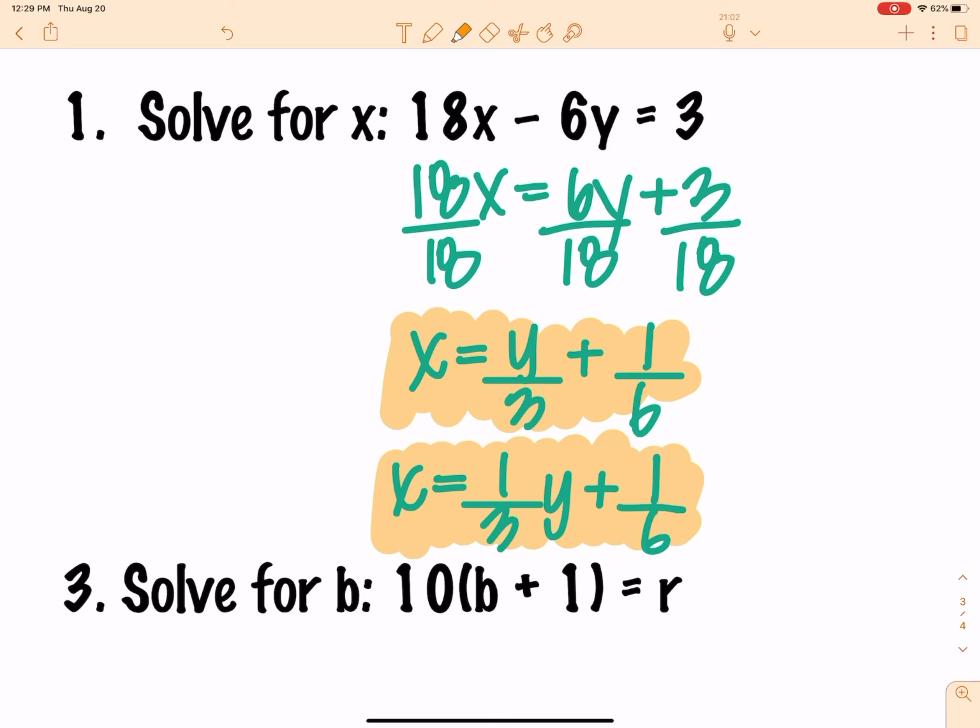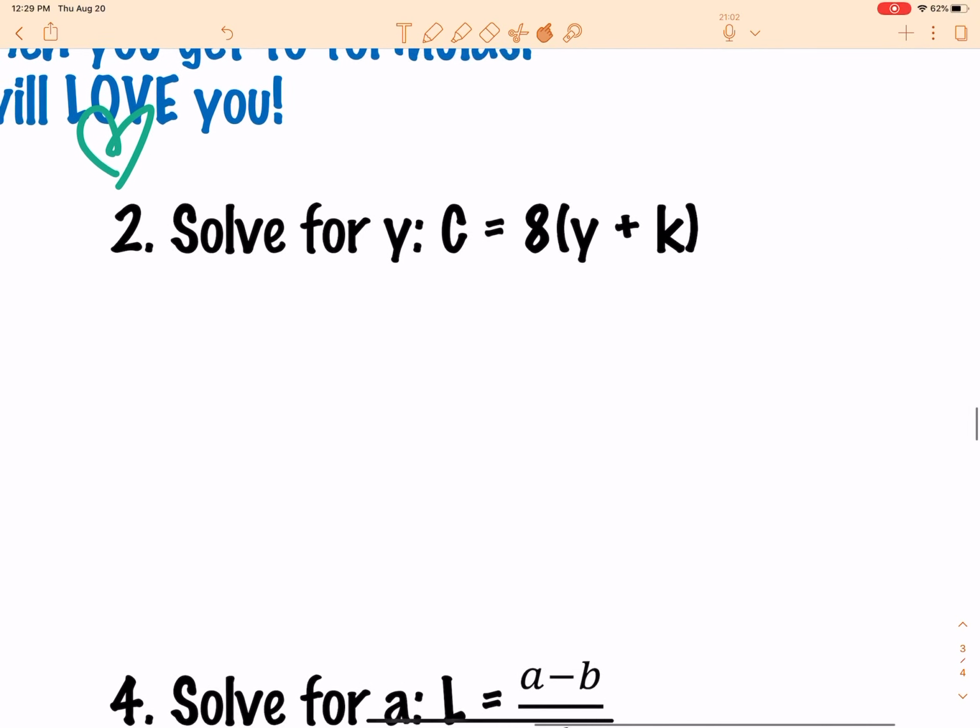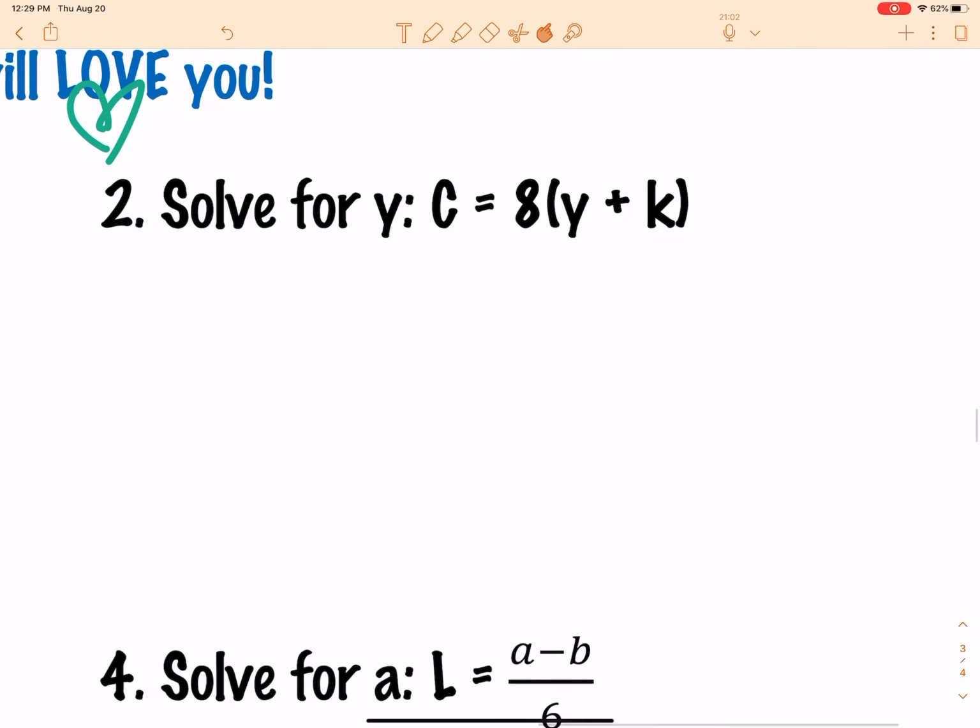Okay, and obviously I could have easily switched this problem up if I said solve for y instead. We would have a totally different equation. So make sure you are looking carefully at what exactly I'm asking for. This one says solve for y. So we're going to get this by itself. How do I get the y by itself? Well, first that 8 is in the way.